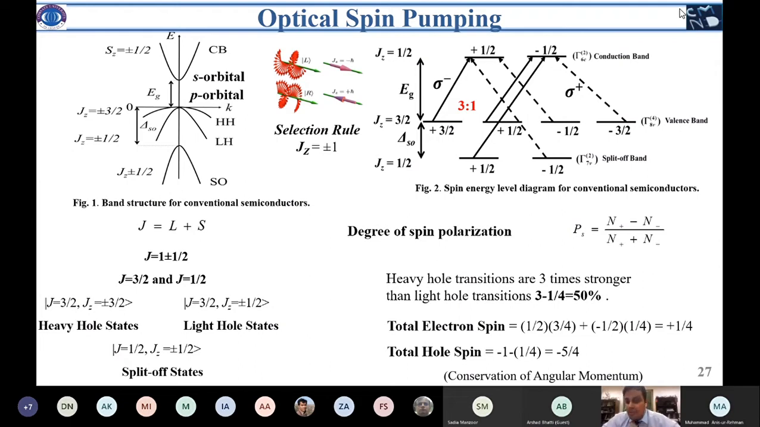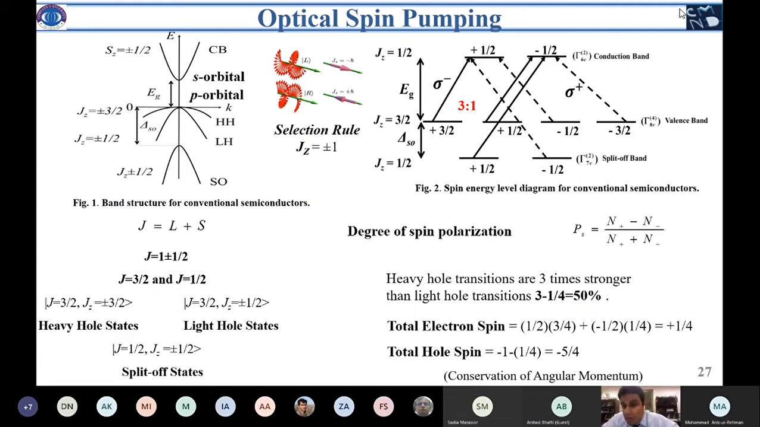Now, the heavy hole transitions have a greater probability of taking place, 3 times more than that of the light hole. So this gives us a degree of polarization of theoretically about 50%. This is the degree of spin polarization.